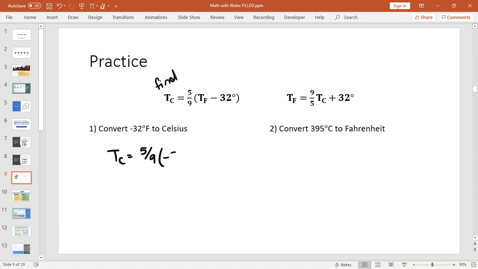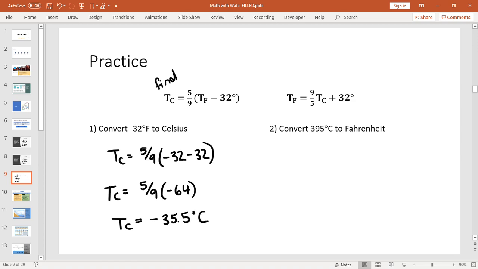You have that negative 32. And just remembering that two negatives make a more negative absolute value. And then when we do that math, 5 times negative 64 divided by 9, you should get something right here. Because when you're in those negative 30s, that's where Celsius and Fahrenheit actually cross.